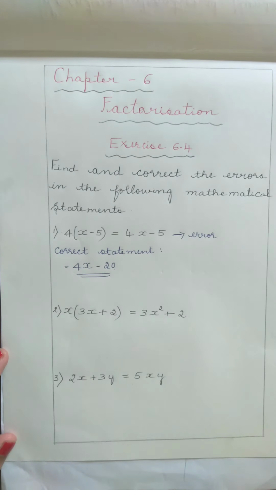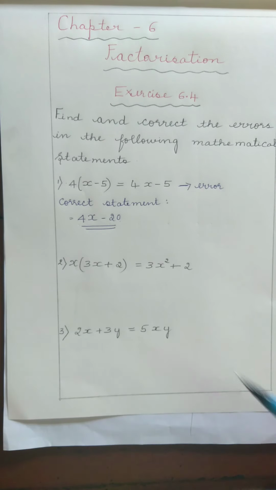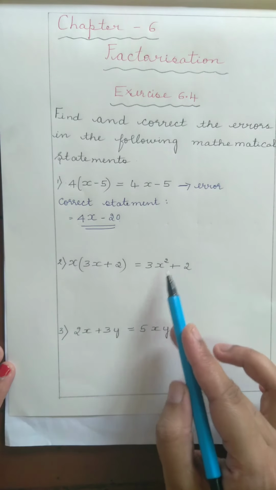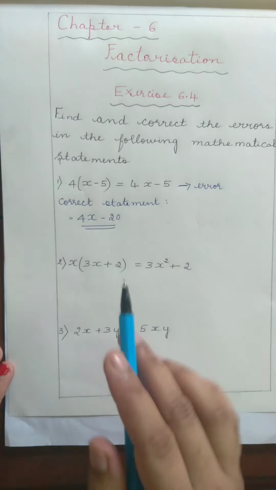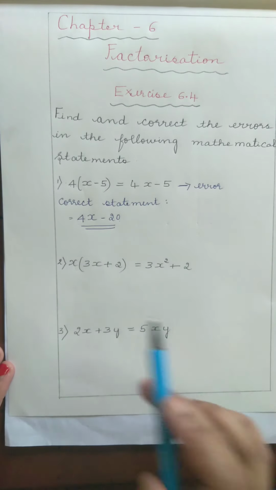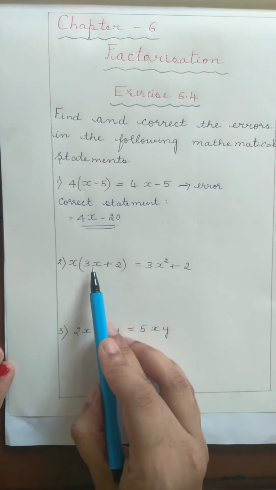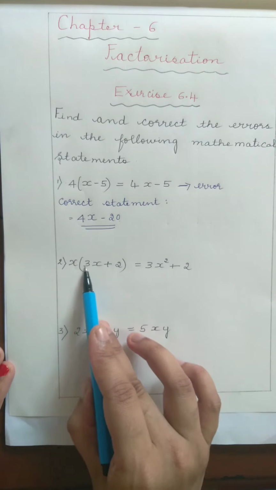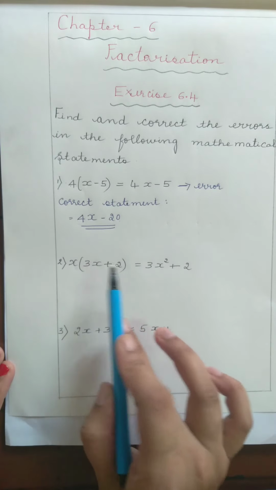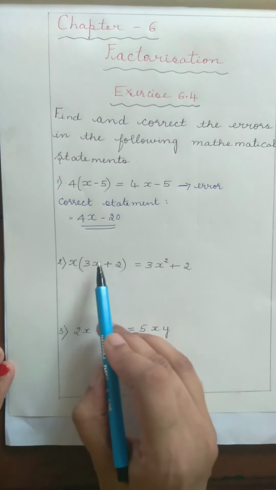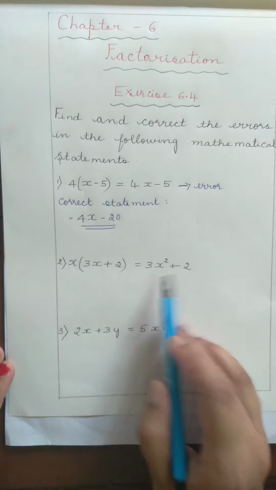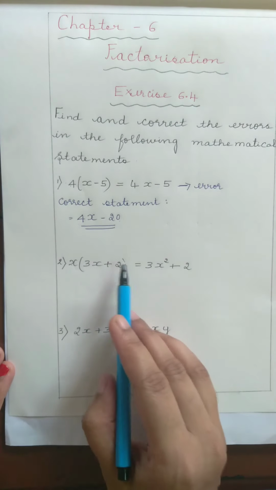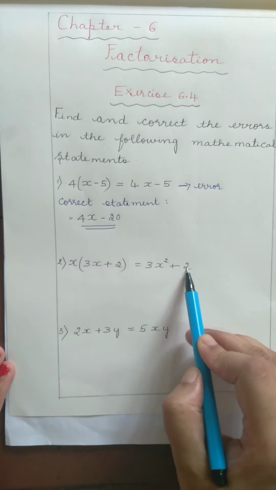Look into the second question. We have x into 3x plus 2 equal to 3x square plus 2. Now, let us check whether this is correct or wrong. X should be multiplied to 3x as well as to 2. So, in the answer, 3x into x, it is x square. So, 3x square is correct. Now, x should be multiplied to 2. Therefore, it becomes 2x. But in the answer, only 2 is given.